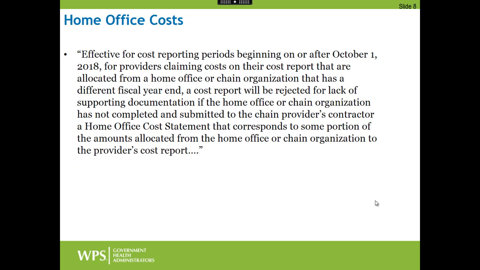And we finally get to the last piece of this, the home office costs. So this one's a little bit different. It's still the same effective date, but now it says for providers claiming costs on their cost report that are allocated from a home office or chain organization that has a different fiscal year end, a cost report will be rejected for lack of supporting documentation if the home office or chain organization has not completed and submitted to the chain provider's contractor a home office cost statement that corresponds to some portion of the amounts allocated from the home office or chain organization to the provider's cost report.